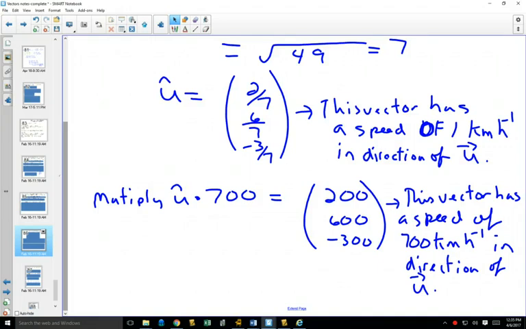So can you see from your original vector of 2, 6, negative 3, if you multiplied that by 100, you would get 200, 600, negative 300. That's a little bit of a shortcut in this case because the numbers 7 and 700 are easy to multiply to get each other. But you're going to get some examples where that's not the case, in which this will be the best method. Find out your unit vector. You know that that has a length of 1, and then whatever speed you want, you just have to multiply by that.